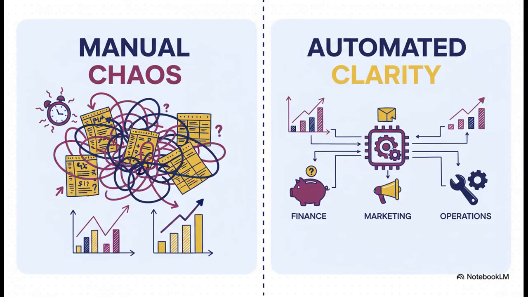Look, we've all been there, right? On one side, you've got the total chaos of manual reporting, a mess of spreadsheets, numbers that don't line up, and just hours and hours wasted. But on the other side, you have the clean, streamlined clarity of automated financial intelligence. In this explainer, we're going to show you exactly how to get from the chaos to the clarity.